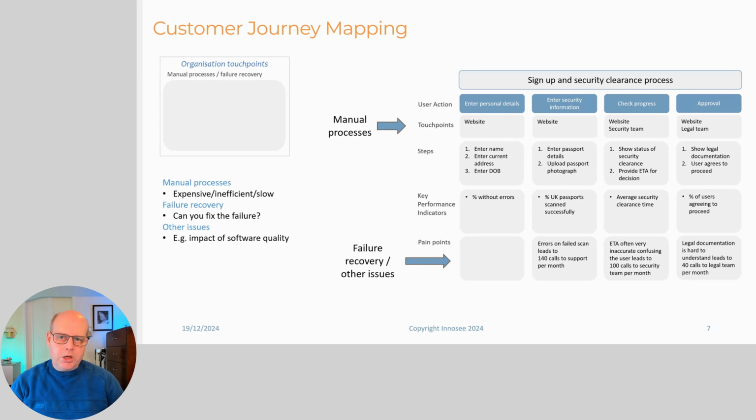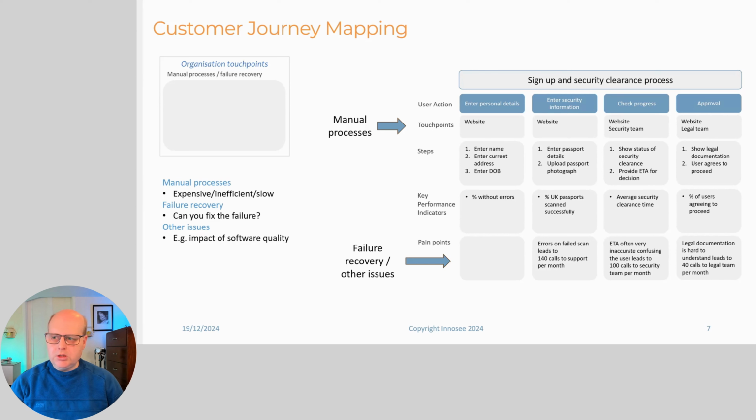What you'll find with the pain points is that if you can quantify them, particularly in terms of impact, this is really, really good. So here you can see the first one, errors on failed scan leads to 140 calls to support per month. I could quantify this further and look at the cost of the support team.